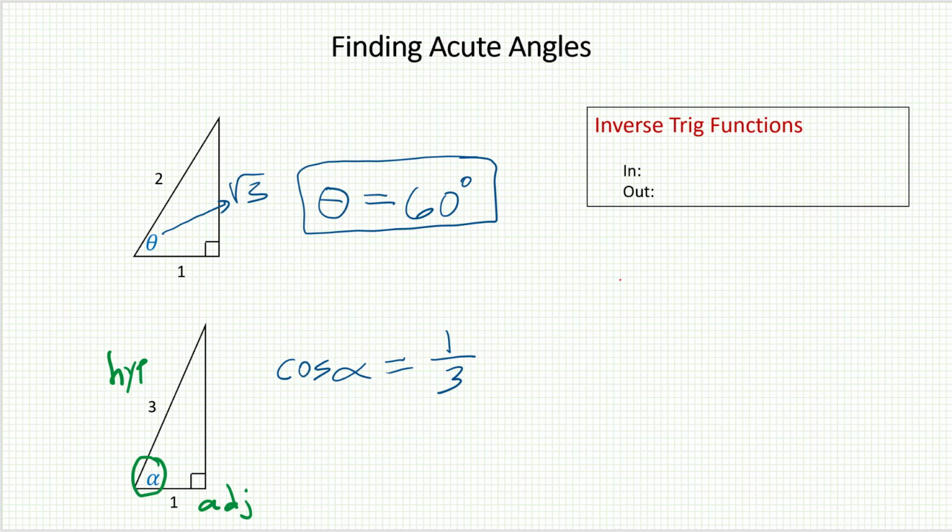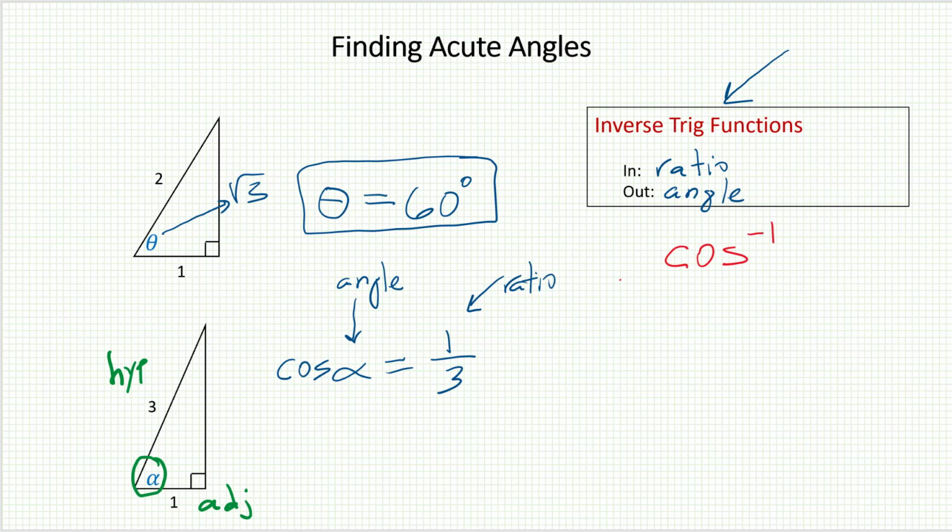Now the question is, if I know the cosine ratio, how can I use that to help me find the angle? Well, I need a new tool, and that tool is called an inverse trig function. I need a function that does the reverse of what the regular trig functions do. With the regular trig functions, you stick in an angle and you get out a ratio. I need a function where you stick in a ratio and you get out the angle. We write an inverse trig function using the name of the regular trig function and then a little -1 up at the top. This is called the inverse cosine function. It takes in ratios and it spits out angles.